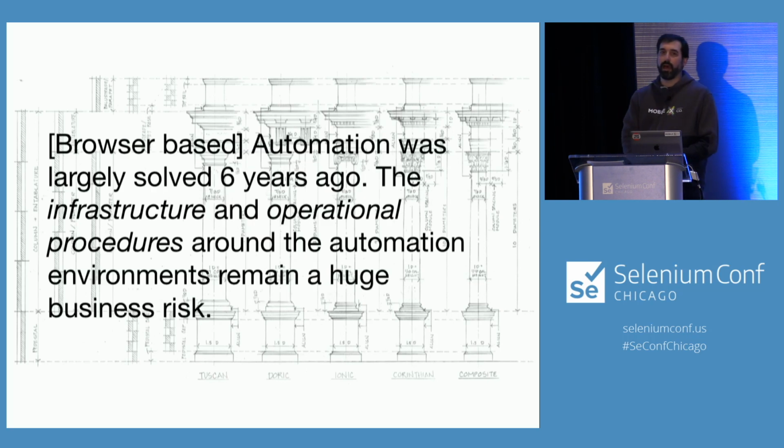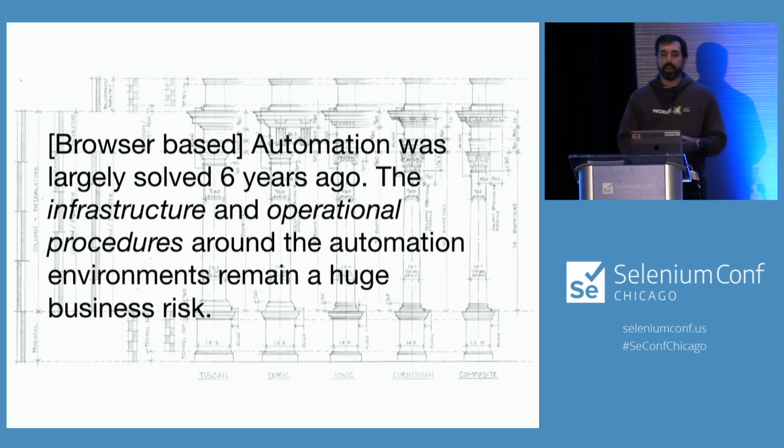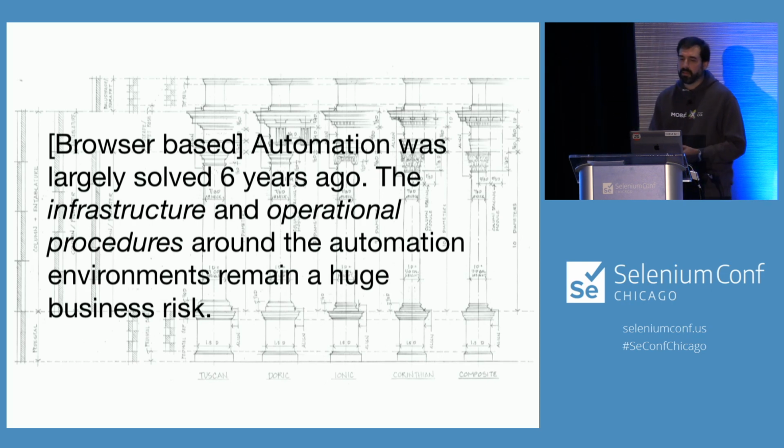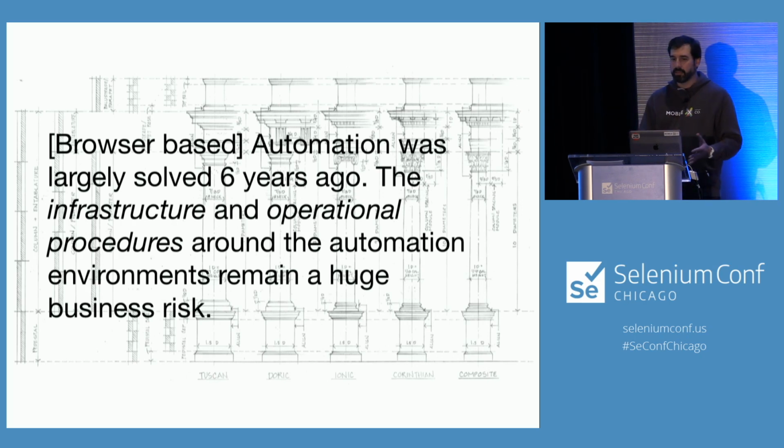So an opinion that I've told lots of people, even those that haven't asked. Browser-based automation was largely solved about 6 years ago. Flakey tests, shaping traffic, all those fun things. We know how to do them. We haven't necessarily communicated them well, but we have more or less solved all these problems. The thing that doesn't get talked about is the infrastructure and the operational procedures around where your automation runs.